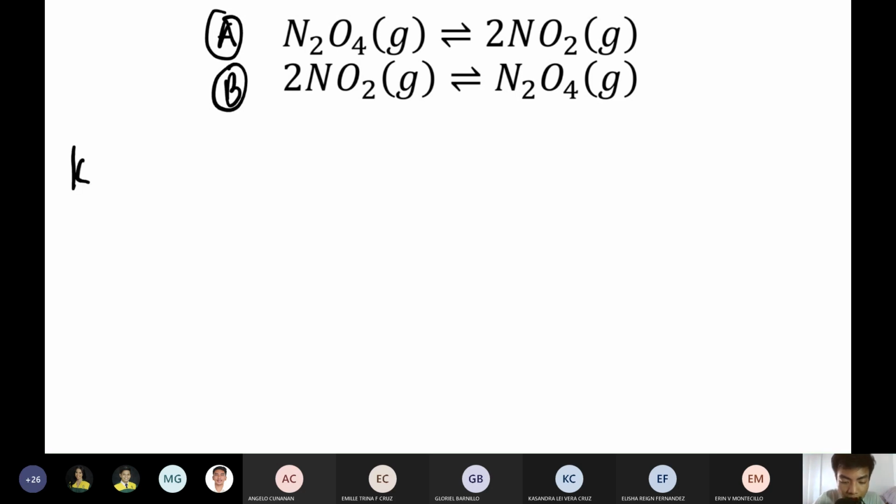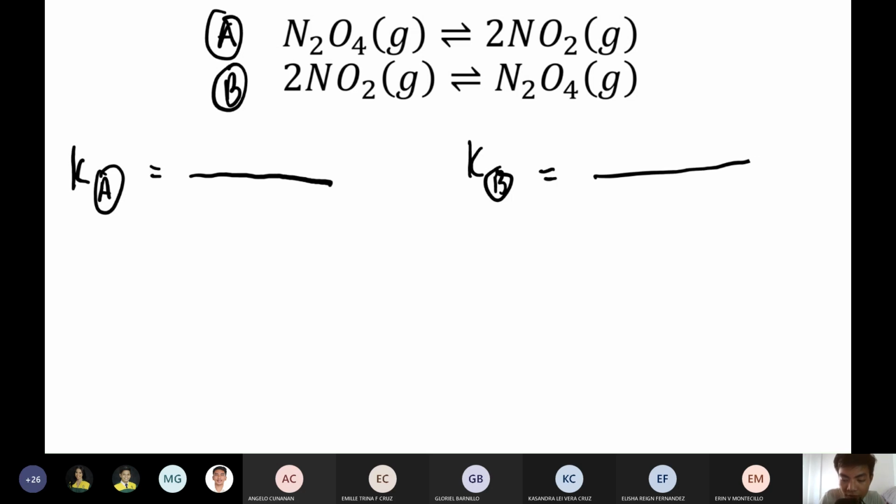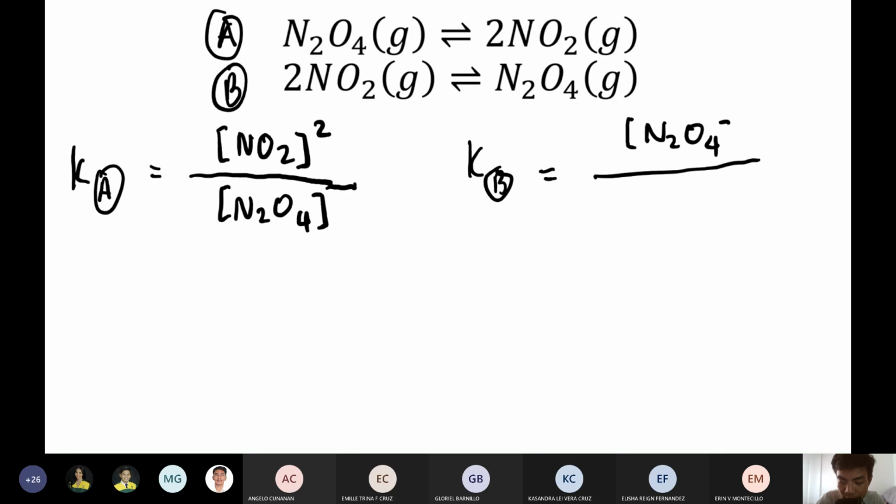Sulat natin yung K for A and yung K for B. Yung concentration na lang for now. For A, that will be NO2 squared divided by N2O4. Then for B, that will be sa numerator, yung N2O4. Sa denominator, yung NO2 squared.